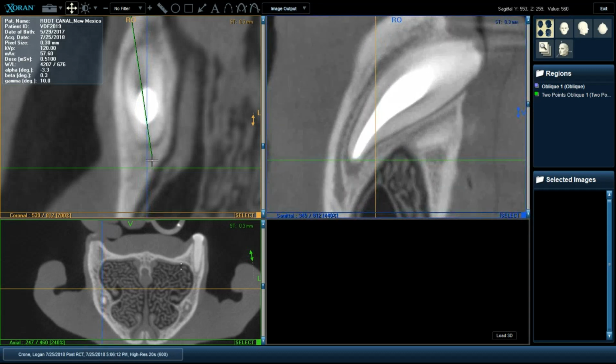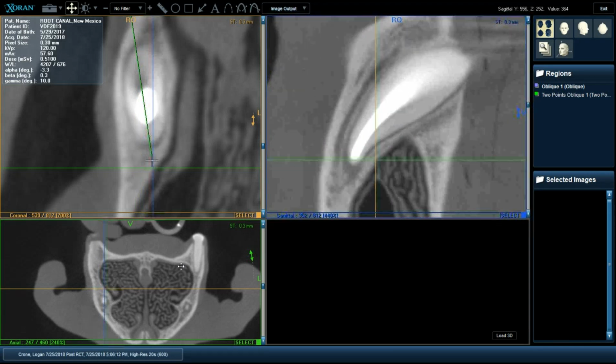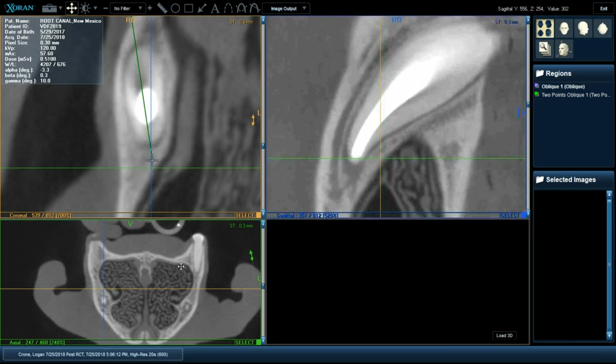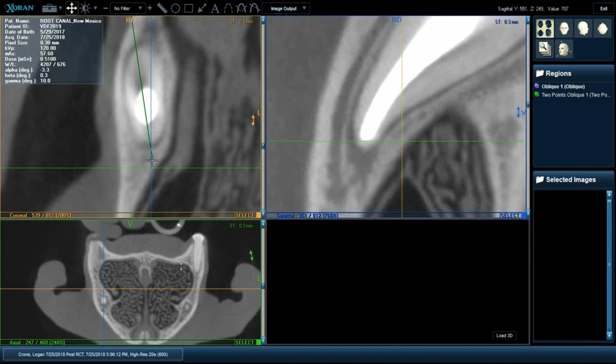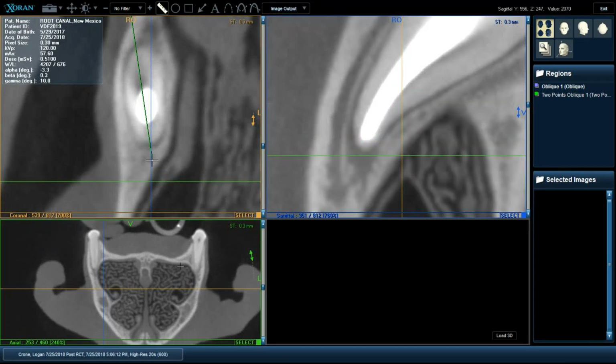But then you can certainly focus on the apex area, and here's a very nice fill. It ends exactly where it should. If we wanted to, if we were curious, this is not so important here, we can take a measurement. We can measure the end of the fill to the anatomic apex. And here we have 1.53 millimeters.